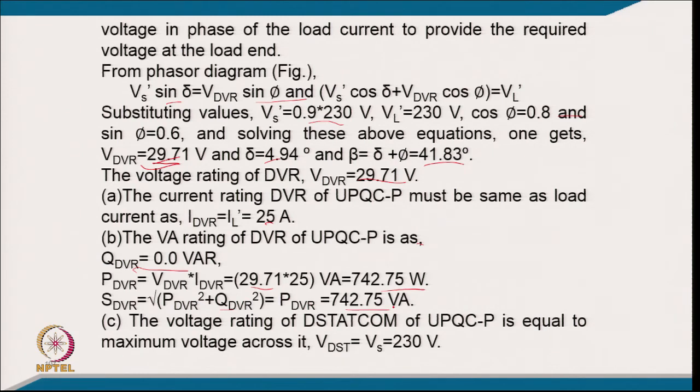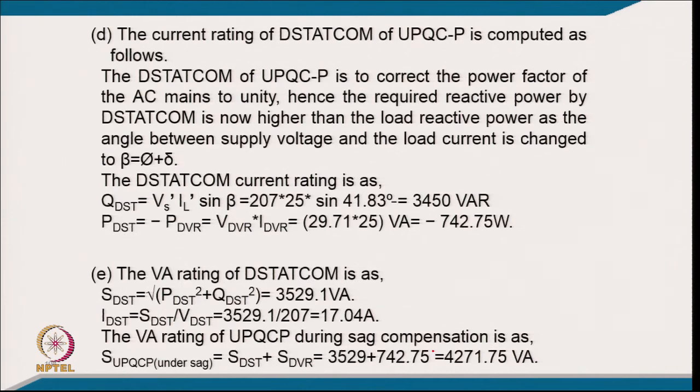So, that is 742.75, and the voltage rating of the D-STATCOM of the UPQC is equal to 230 volt, and the current rating of the D-STATCOM is computed as follows. The D-STATCOM of the UPQC corrects the power factor of the AC mains to unity, hence the required reactive power by the D-STATCOM is now higher than the load reactive power, as the angle between the supply voltage and load current is changed to beta equal to phi plus delta. The D-STATCOM rating is Q equal to VL IL sin beta, so that comes to 3450 VAR, and PDSTATCOM equals voltage and current, so it becomes minus 742.75.